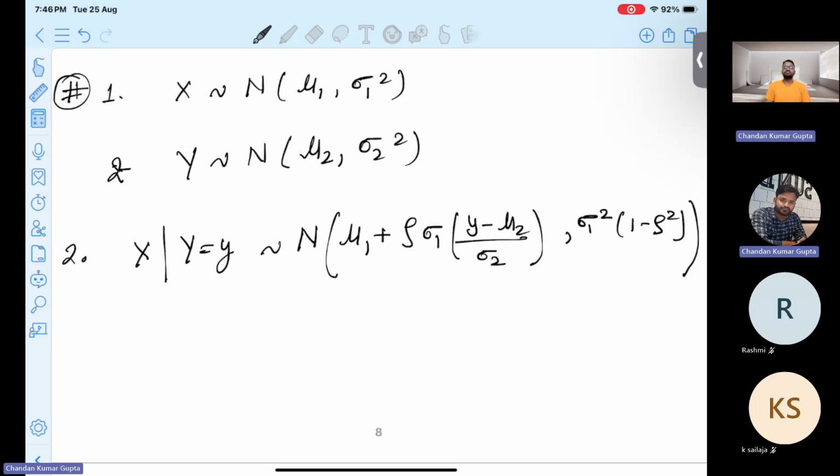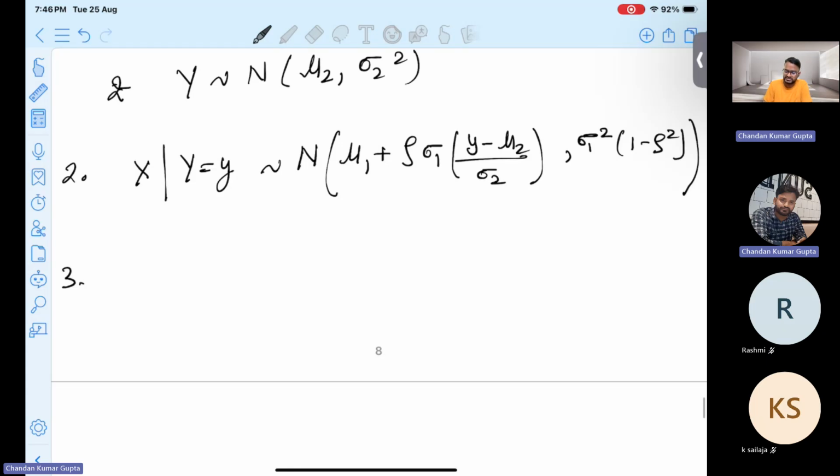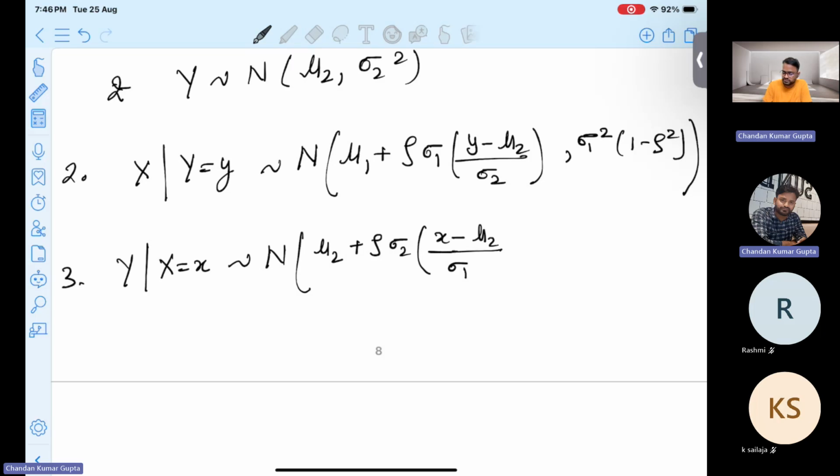Okay. So this is the conditional distribution of the random variable x given y equal to y when (x, y) follows the bivariate normal distribution. In the same manner, now you can write y given x equal to x, again following the normal distribution. It's mu2 plus rho sigma 2 times (x minus mu1) upon sigma 1. This is the mean, and the variance is sigma 2 squared times (1 minus rho squared).